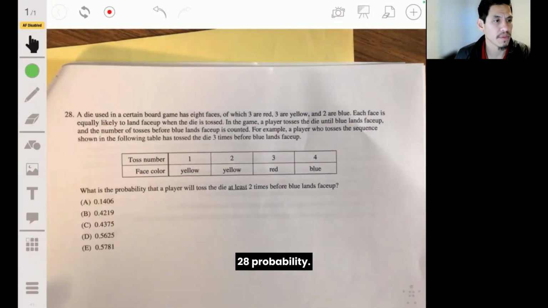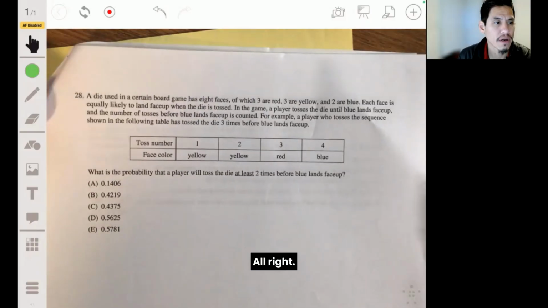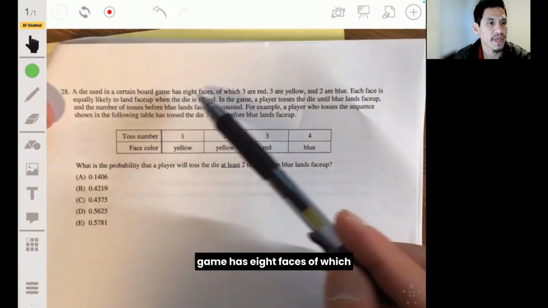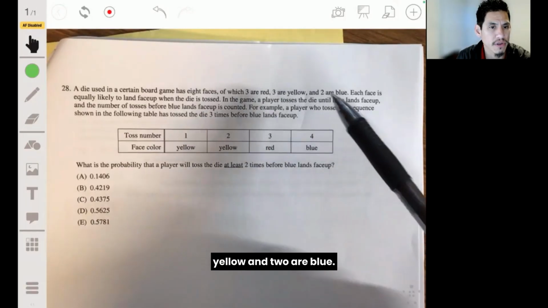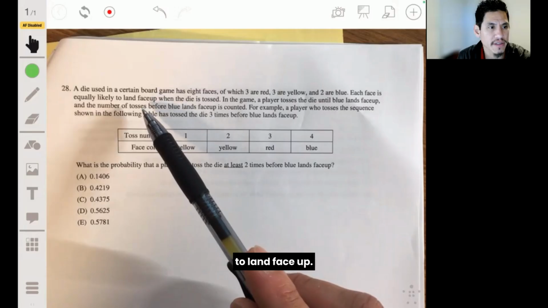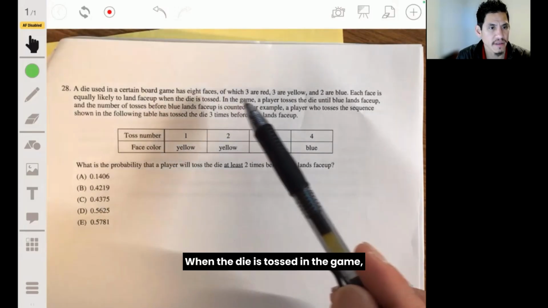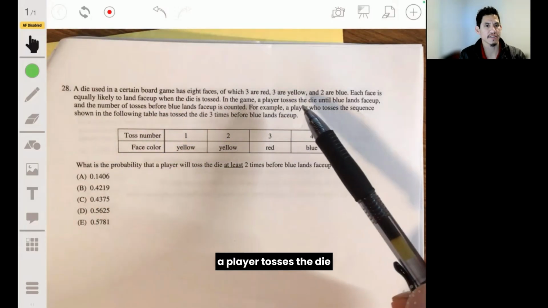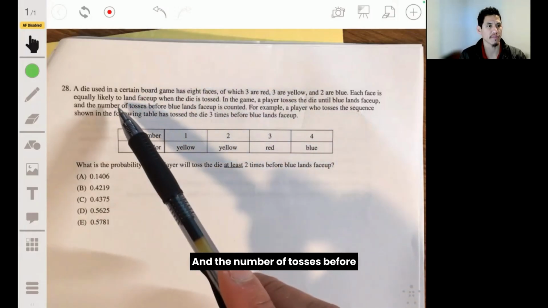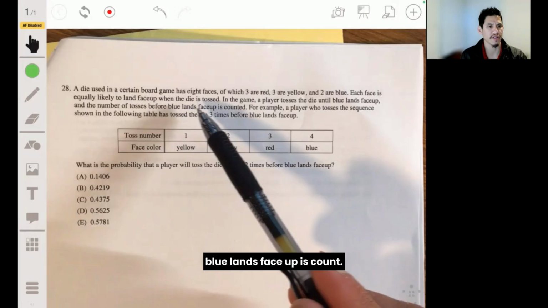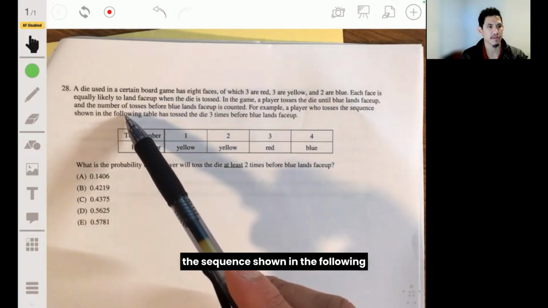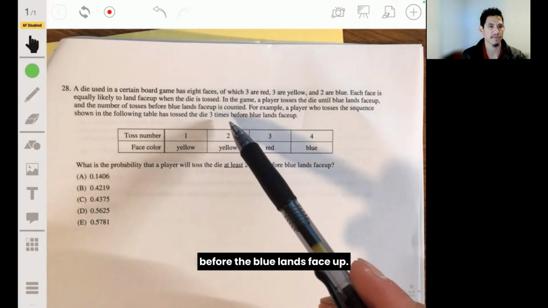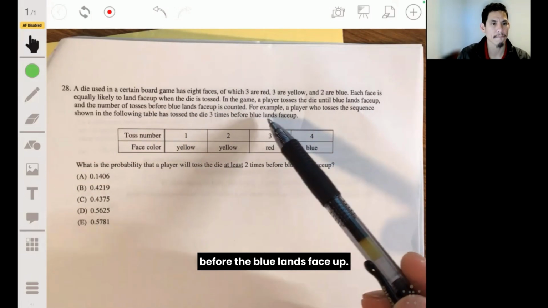28, probability. All right, a die used in a certain board game has 8 faces, of which 3 are red, 3 are yellow, and 2 are blue. Each face is equally likely to land face up when the die is tossed. In the game, a player tosses the die until blue lands face up, and the number of tosses before blue lands face up is counted. For example, a player who tosses the sequence shown in the following table has tossed the die 3 times before the blue lands face up.